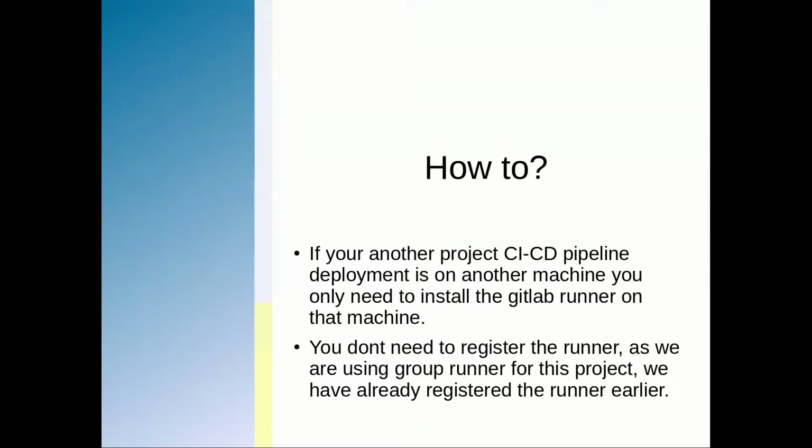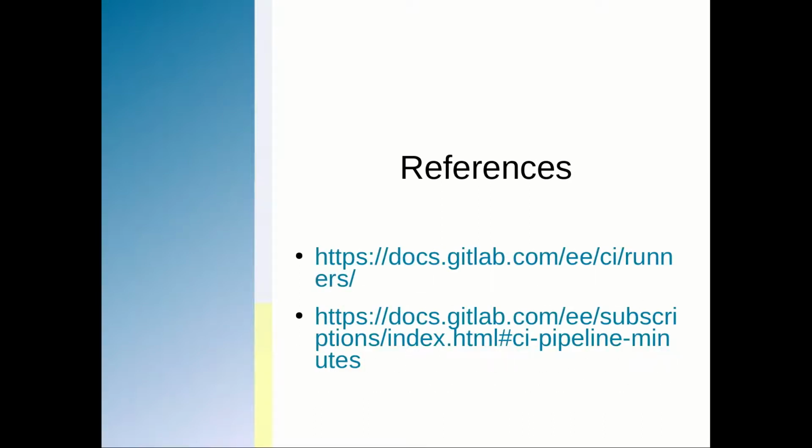The second thing is, if your other project's CI/CD pipeline deployment is on another machine, you only need to install the GitLab runner on that machine. You don't need to register the runner, as we are using a group runner for this project. We have already registered the runner earlier. These are the references that I have used to make this video, and now I will show you practically how to convert a specific runner to a group runner.